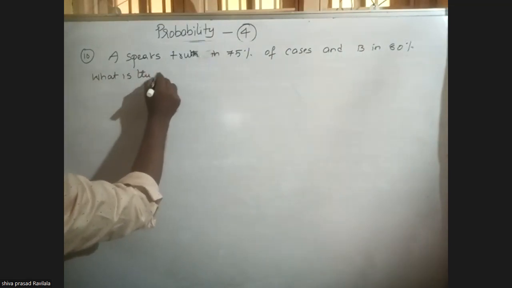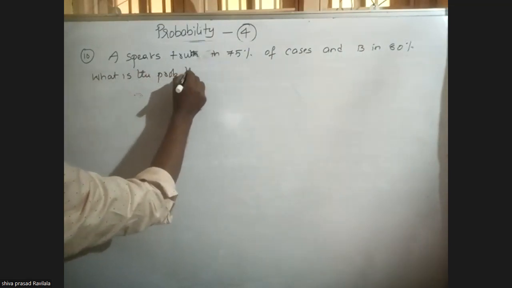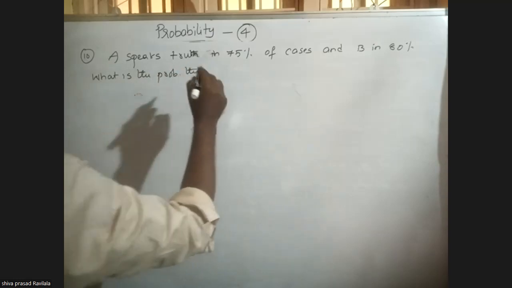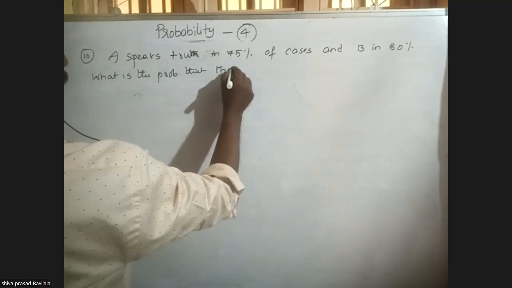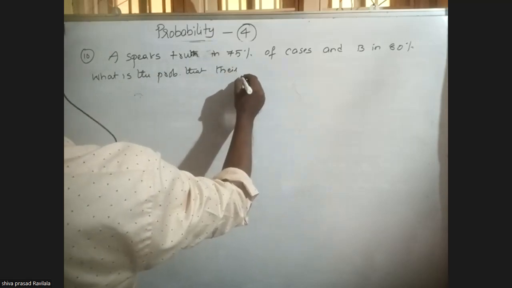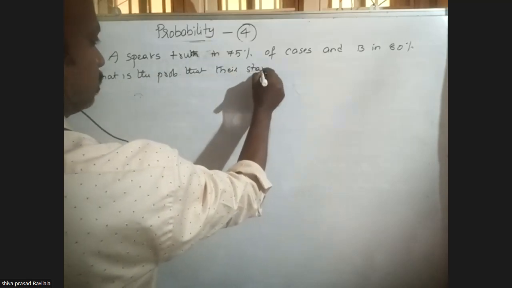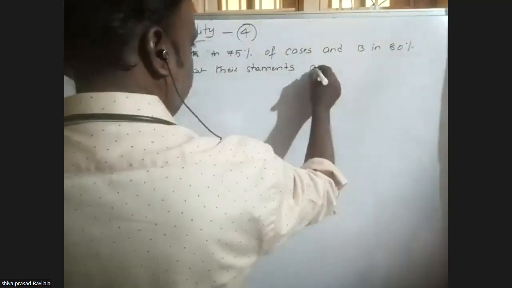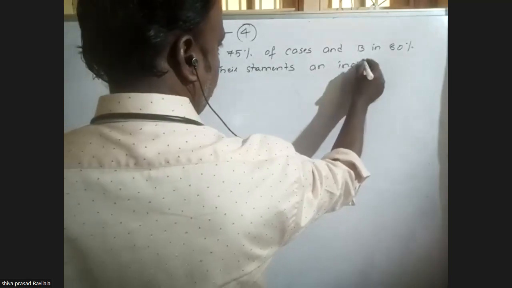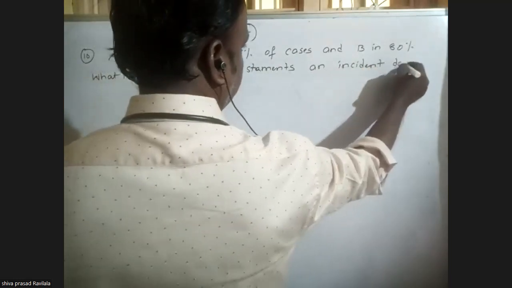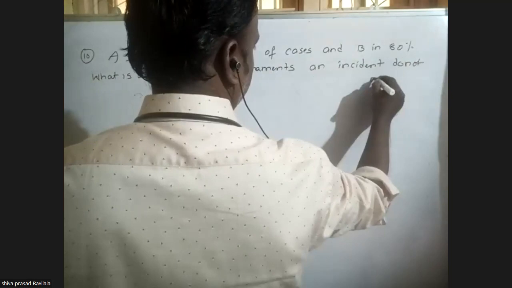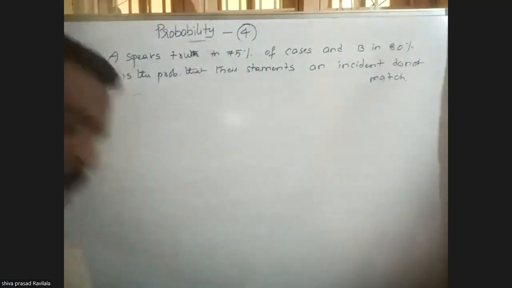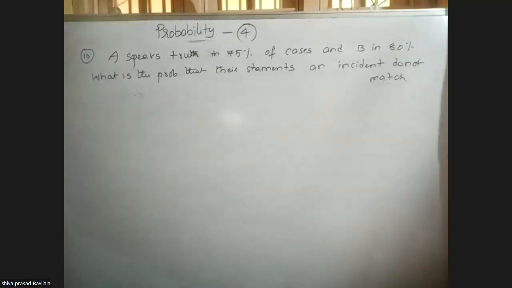What is the probability that their statements and incident do not match? Their statements and incidents do not match. What is the meaning of this one?